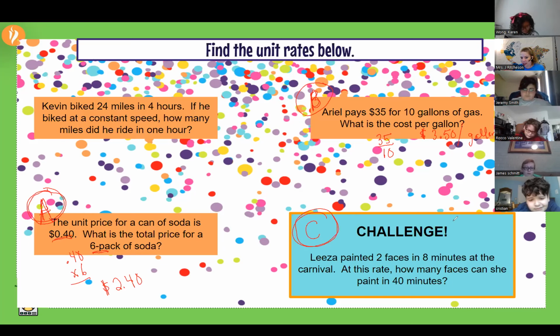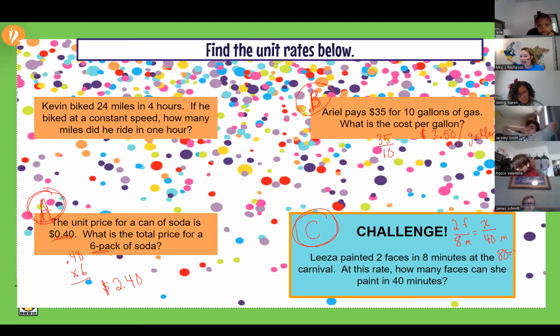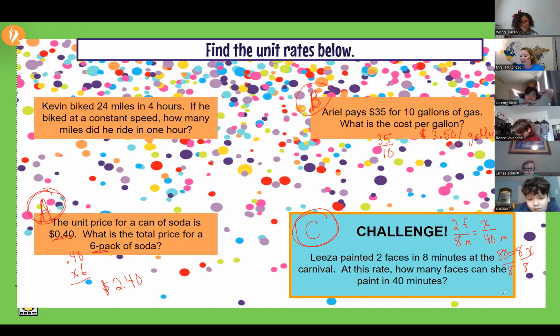So this one I would make a proportion. I would do 2 faces for 8 minutes. 2 faces in 8 minutes is equal to how many faces in 40 minutes? Okay, so either you can just say, oh, well, 8 times 5 is 40, so I'm going to multiply 2 times 5, or you can cross multiply. So 40 times 2 is 80, and then 8 times x is 8x, and then you would divide both numbers by 8. And the answer is 10. There you go, Karen. You got it. 10 faces.